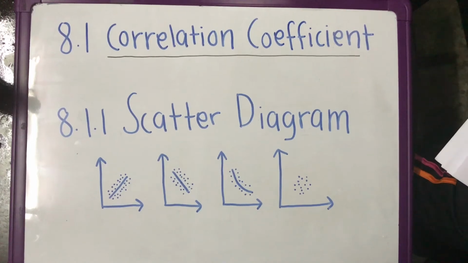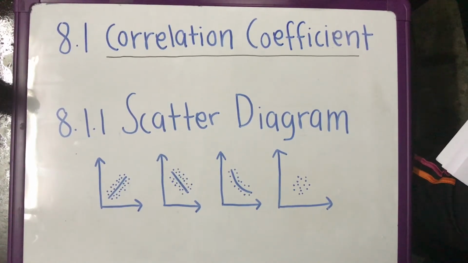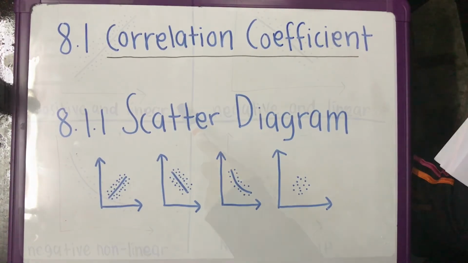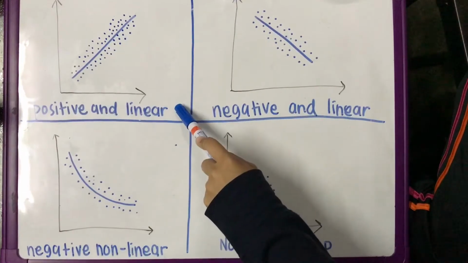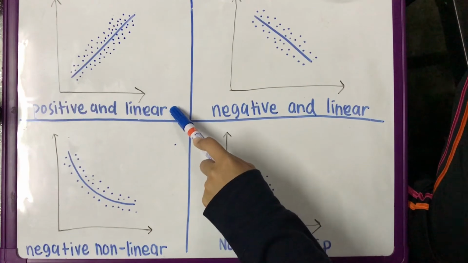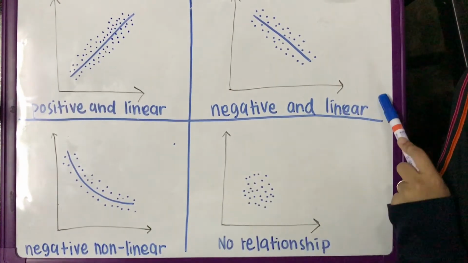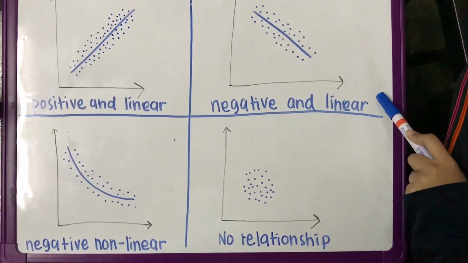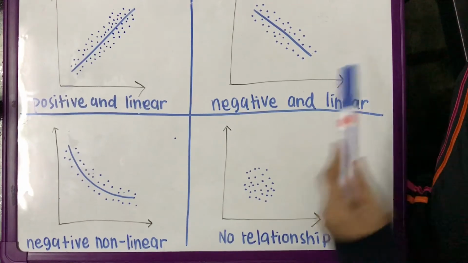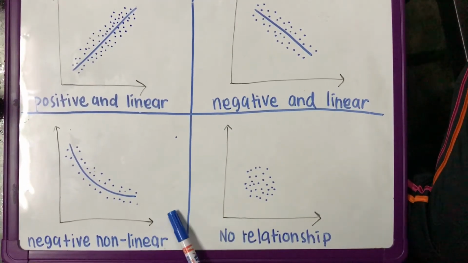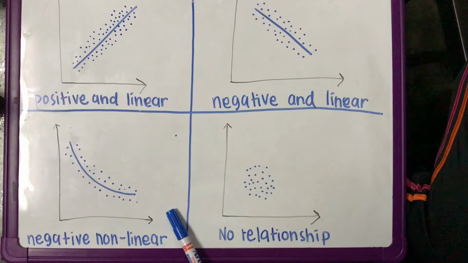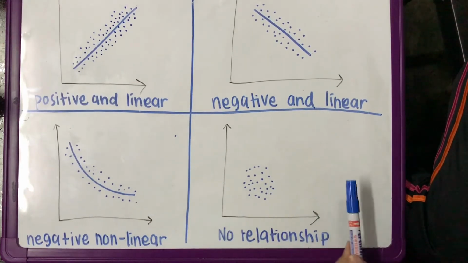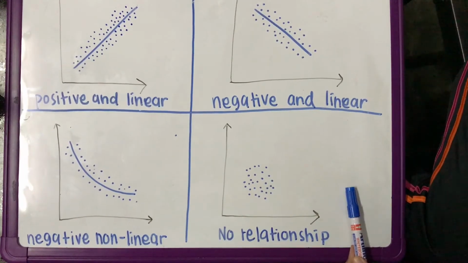The following diagrams show the various relationships between two variables. Okay, this is a positive and linear graph. This is a negative and linear graph. This is a negative non-linear graph, while this is a no relationship graph.